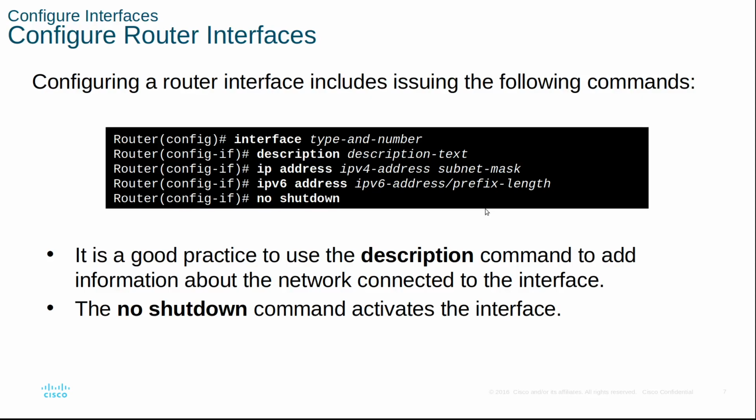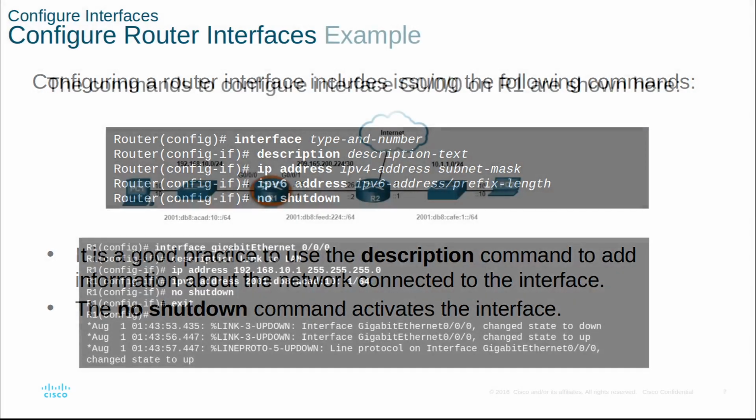Now, why no shutdown? That seems weird. Well, no is a keyword, a key command that will invert any command in Cisco IOS. To shut down an interface, you just type shutdown. Instead of giving you a different command to bring it up, they just said, no shutdown, right? It's the opposite of shutdown, bring it up. That makes sense. That's why.